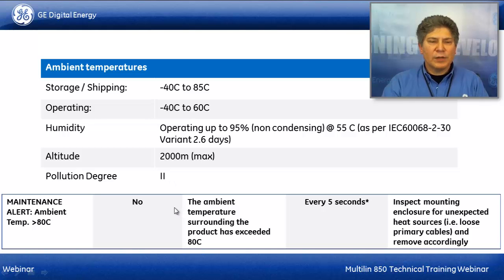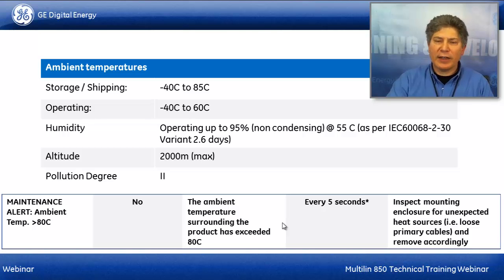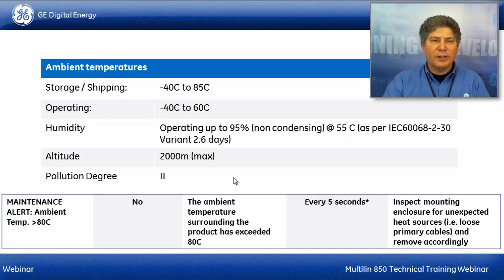So it's basically checking the ambient temperature surrounding the device every 5 seconds. So it's checking for heat as well. So what can produce heat? Things such as loose primary connections. We might also have an environment where the air conditioning has failed. So this will at least alarm the operator that there's a problem with the environment.